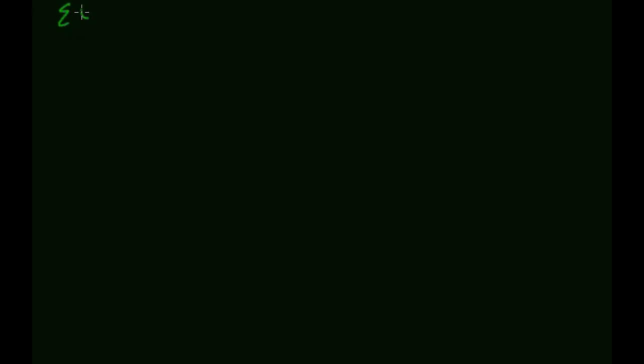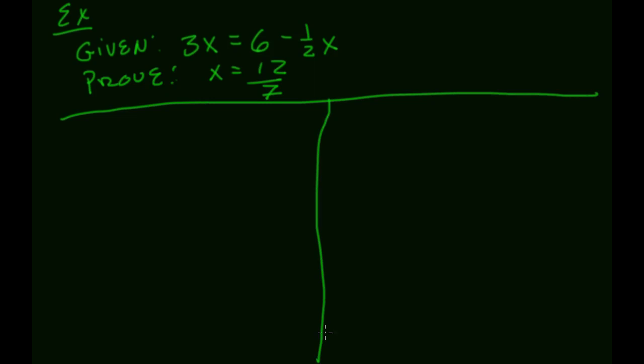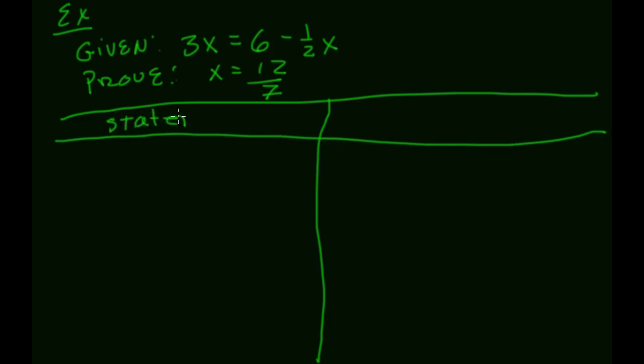Okay, so here's an example. We're going to be given a certain piece of information, an equation. We're given that 3x is equal to 6 minus 1/2 x, and I want to prove that x is equal to 12 over 7 is its solution. So I already know the answer; I have to show that that's the case. What we do is we put a little table here, and we create on one side a column for statements, and on the other side a column for reasons.